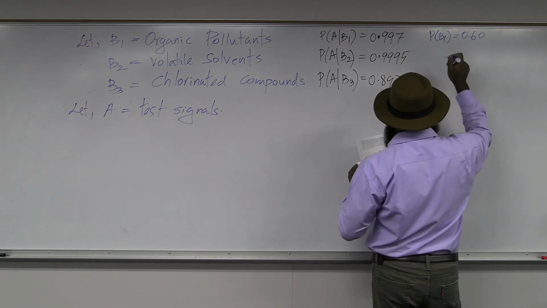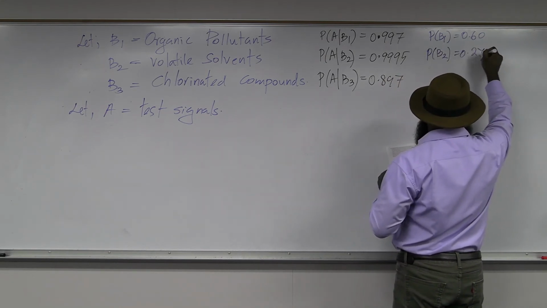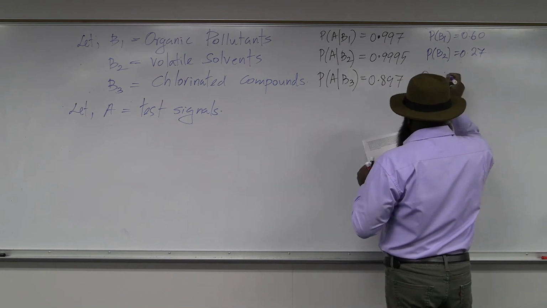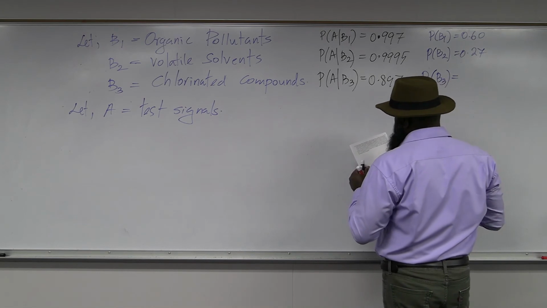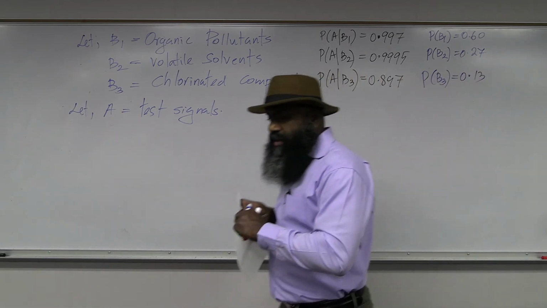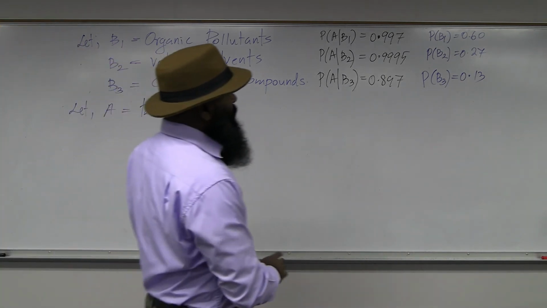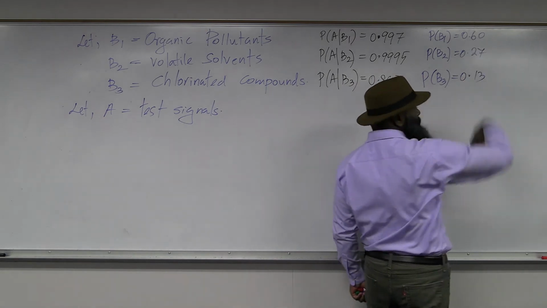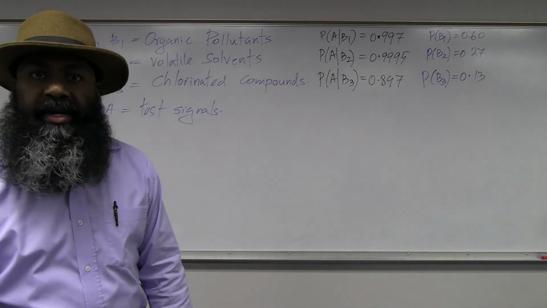27% with volatile solvents, which means P(B2) equals 0.27, and P(B3), 13% with chlorinated compounds, which is 0.13. Now we can see that B1, B2, and B3 form a partition. How do we see it? If you add these probabilities, they add up to 100%. So that explains that they form a partition.